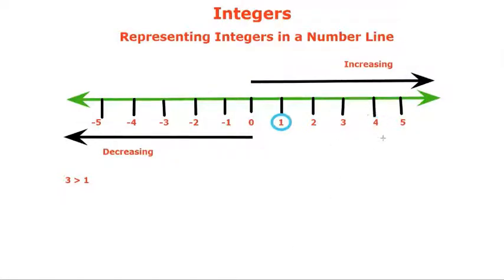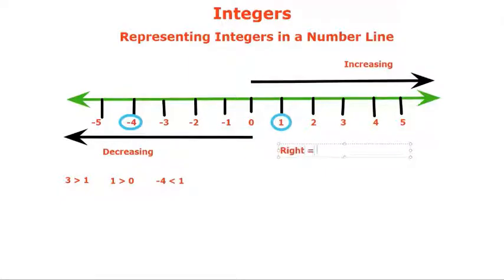Now, let's choose a number to the left of 1, like 0. So, this also proves that 1 is bigger than 0. Suppose now we choose minus 4, and we can say that minus 4 is also less than 1. Here's a very basic thing to remember.